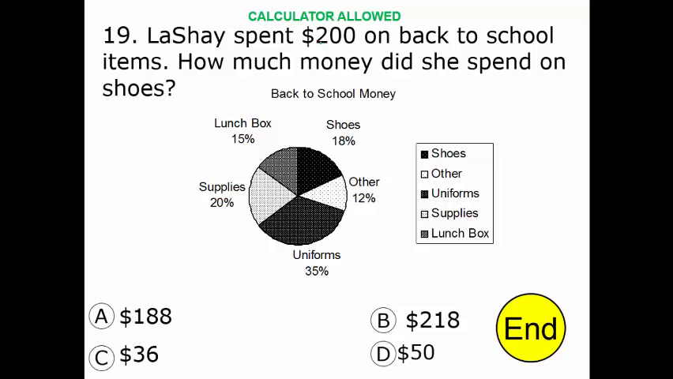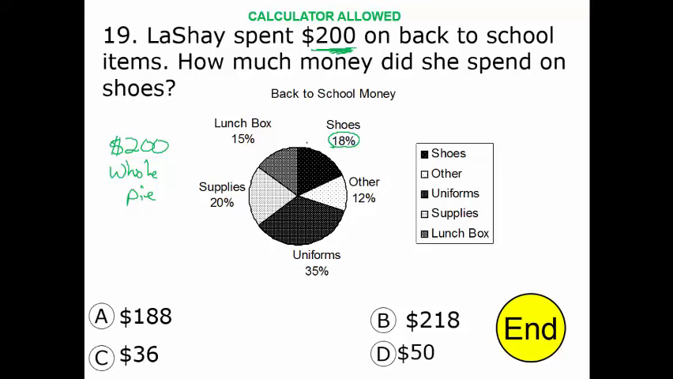All right, here we go. LaShay spent $200 on back-to-school items. How much money did she spend on shoes? Well, the $200 is, so I'm going to put this over here, the $200 is the whole pie. So that's all she spent. This pie chart breaks it down into how much she spent on each of these items. Now the total here, that's $200. So if we looked at just shoes, 18% of the $200 is what she spent on shoes.